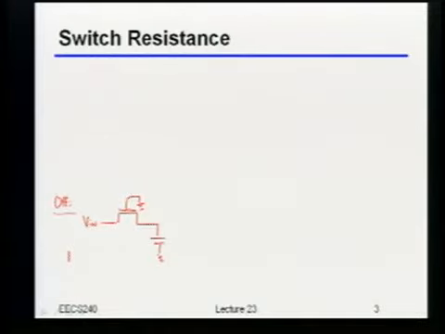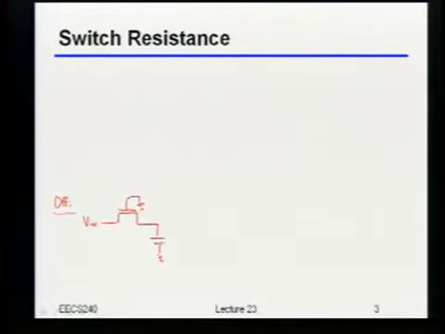Okay, so where we basically ended up was we had talked a bit about what happens with the resistance of the switch, and in particular, why it's a little bit annoying to get sufficiently low resistance, particularly when the input is right around VDD over 2. So we talked about using transmission gates and things like that.